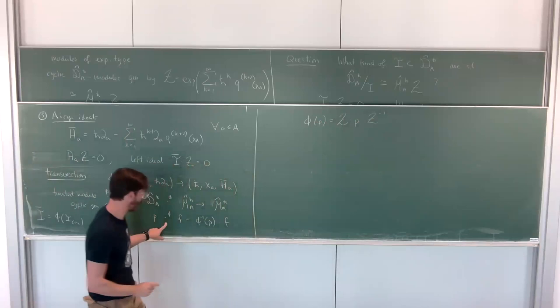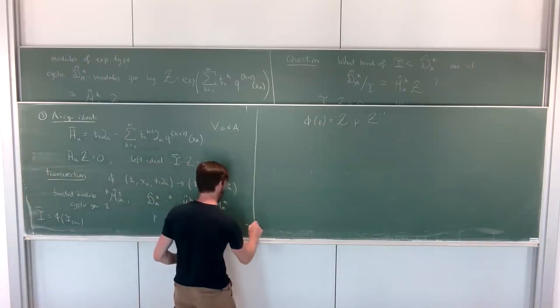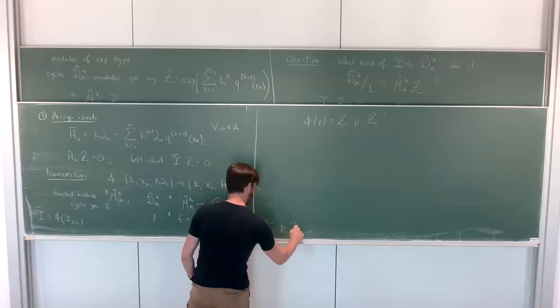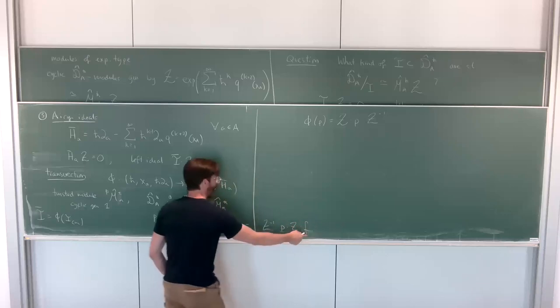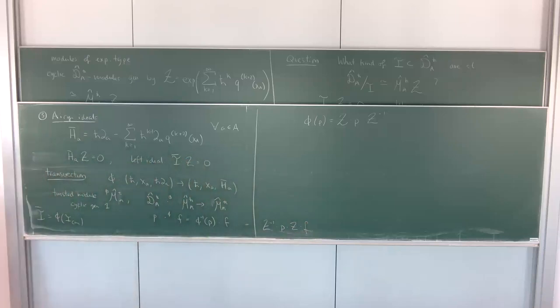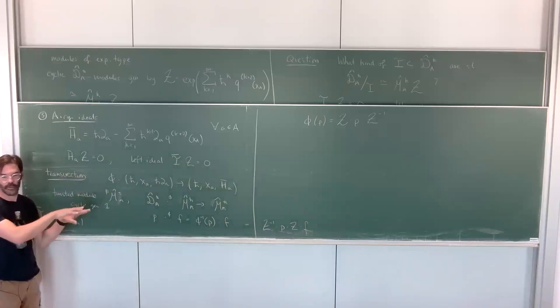So in other words, instead of thinking of the action as being twisted, you can think of it as the standard action, but where you do not act on polynomials, you act on polynomials times the partition function. And that was the definition of these modules of exponentials. So anyway, this might have been confusing and is not actually important for the rest.